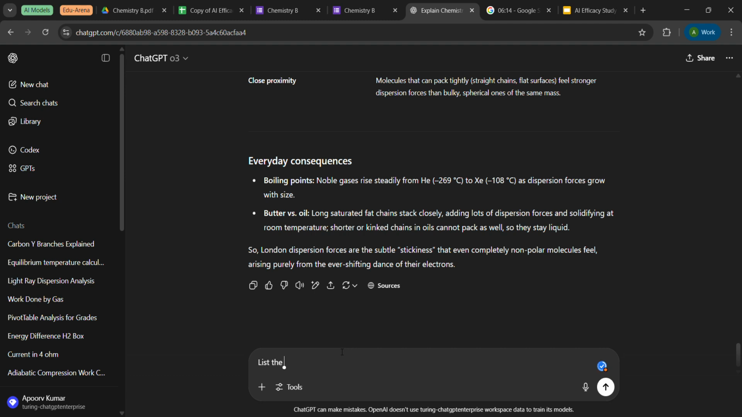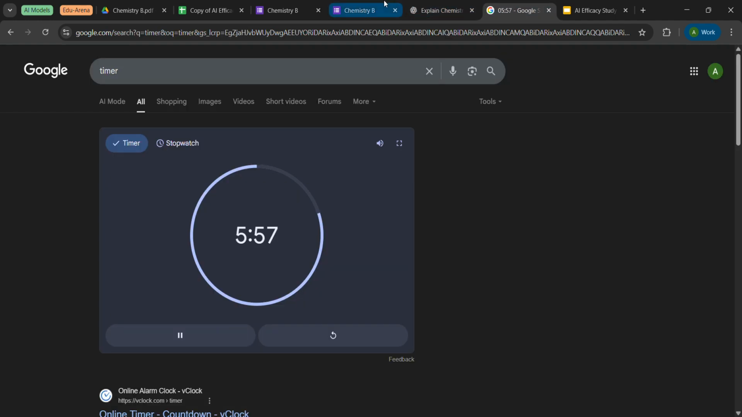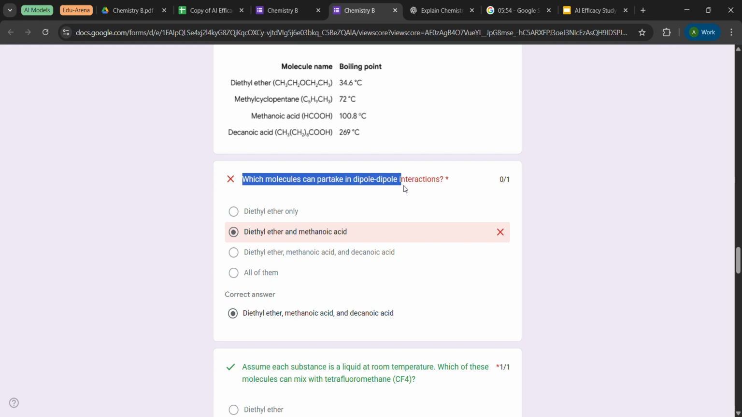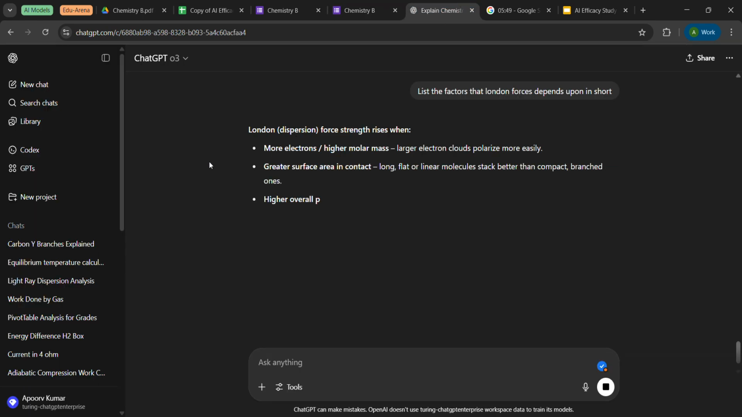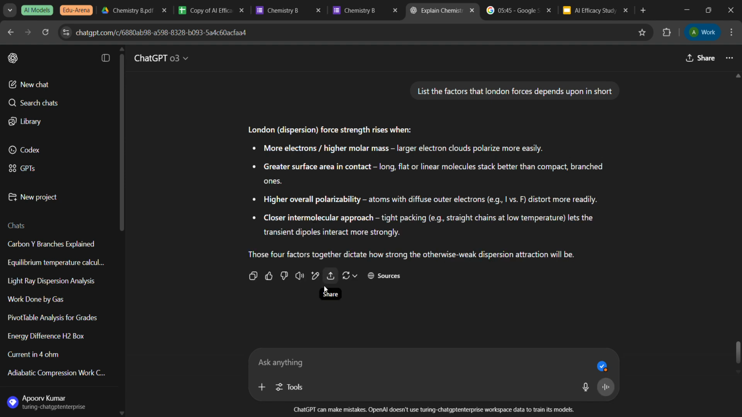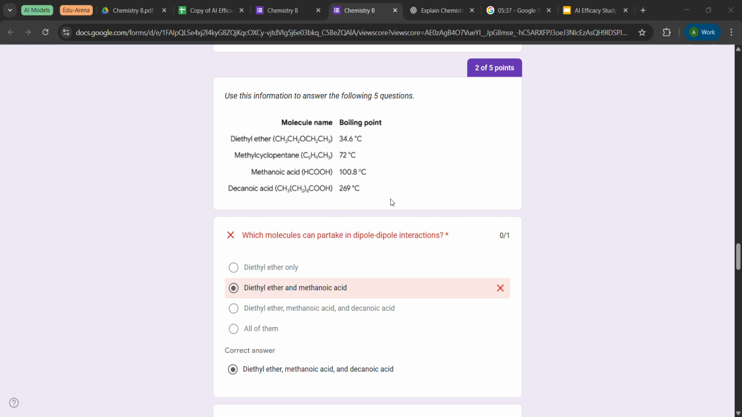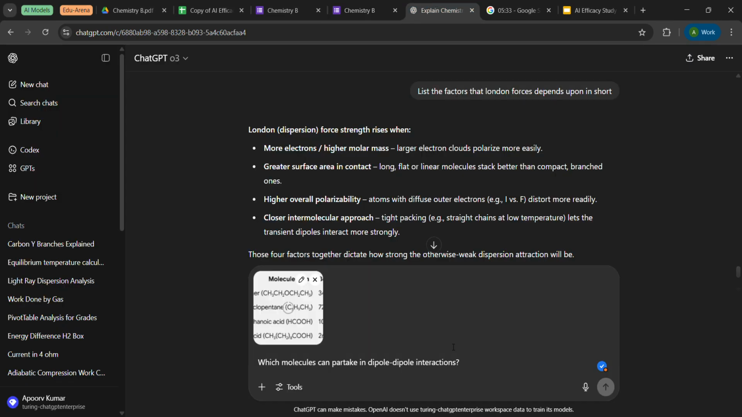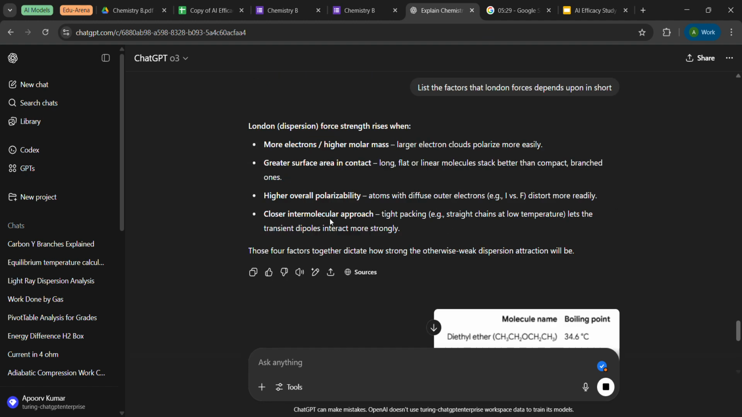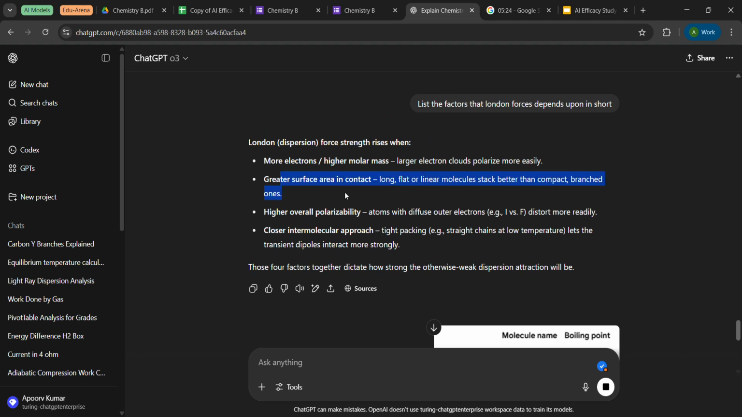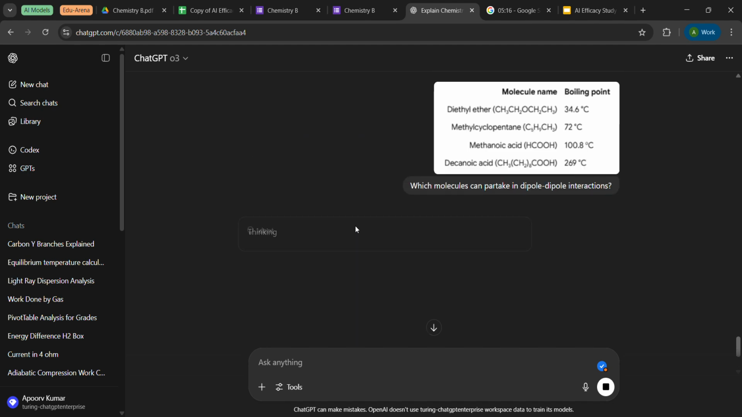So list the factors that London forces depend upon, in short. I still have 6 minutes left. I can ask this question next. More electrons, higher overall, closer intermolecular approach. Okay, I guess this should be more than enough. And this, I just add this and send it. So more electrons, greater surface area in contact, closer intermolecular approach, and higher overall polarizability. Okay.